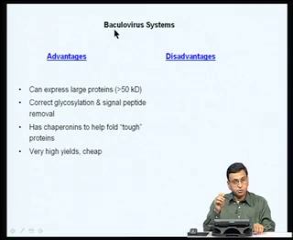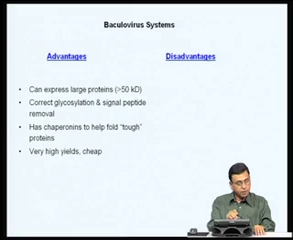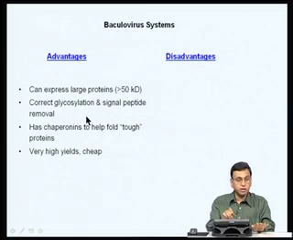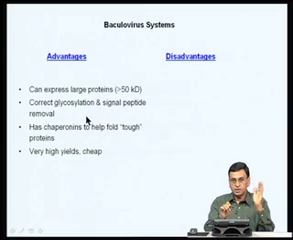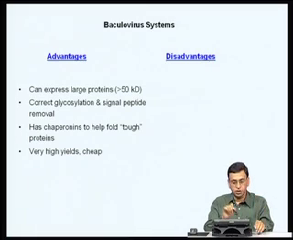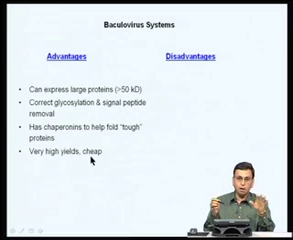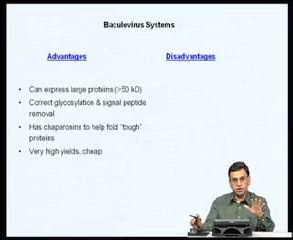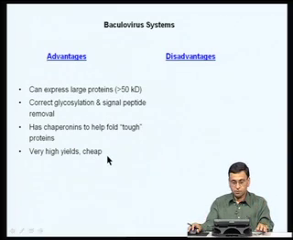The advantages of expressing your protein in insect cells are, just as with yeast, they can also express large proteins, so size is not a problem. They can also do proper glycosylation, and they can properly cleave signal peptides and so on, so that your protein is properly processed after translation. They also have chaperonins that help proteins fold properly once they are translated, and the insect expression systems also offer very high yields, and the media components are relatively cheap compared to other mammalian expression systems.